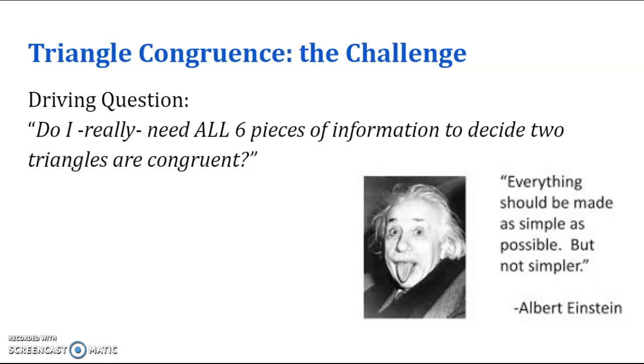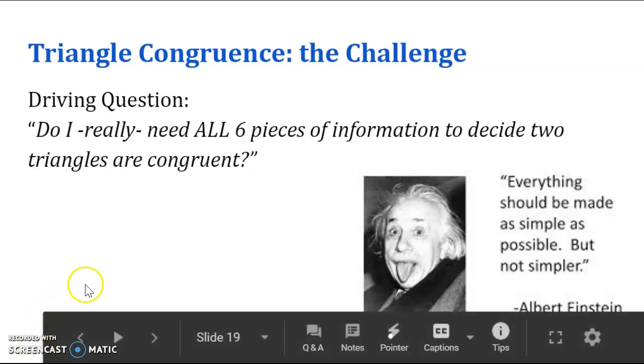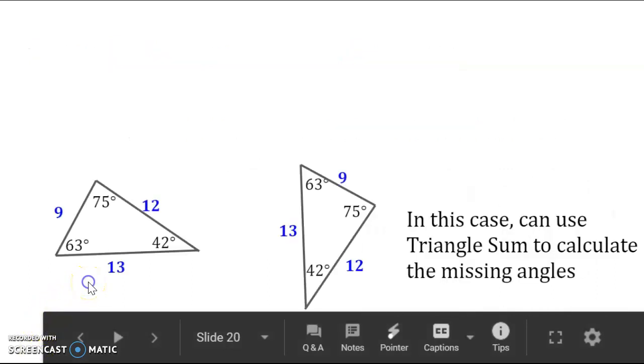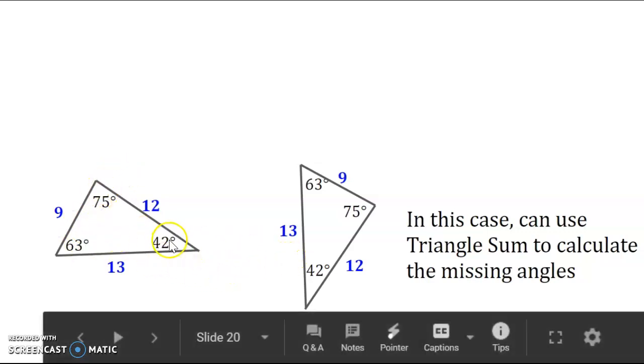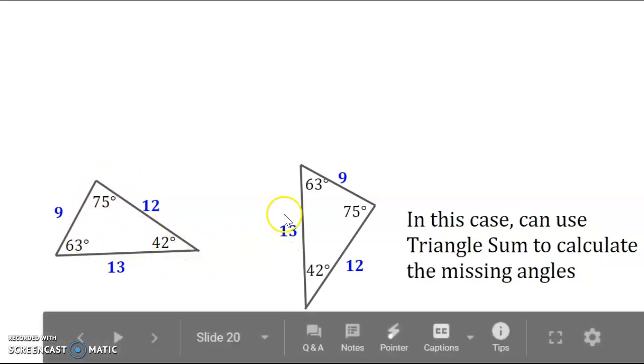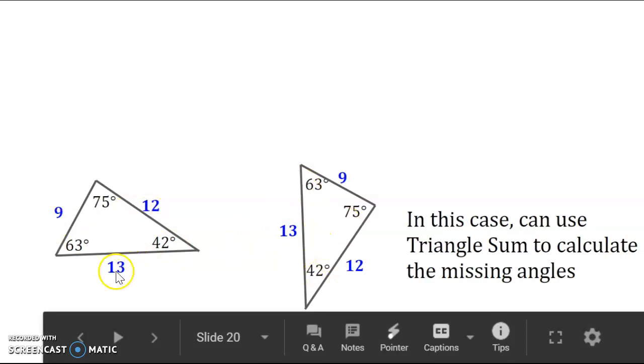Where we left was with this question: do I really need all 6 pieces of information to decide 2 triangles are congruent? See, in math, we're always looking for simple, but not too simple that it loses things, but we're looking for simplifying things as much as possible. So in this case, you're given 2 triangles with 3 angle measures and then 3 sides. So we have 6 different pieces of information. Okay, in this case, do we need all 6?